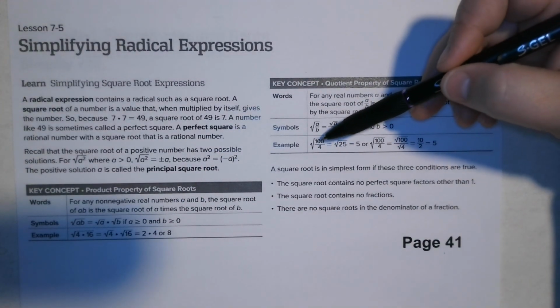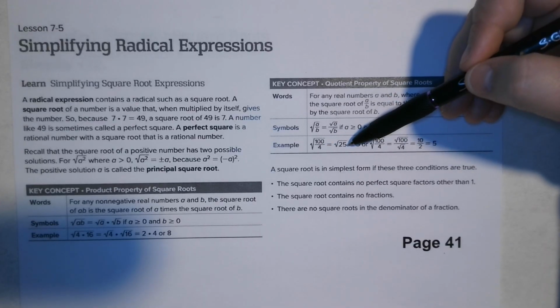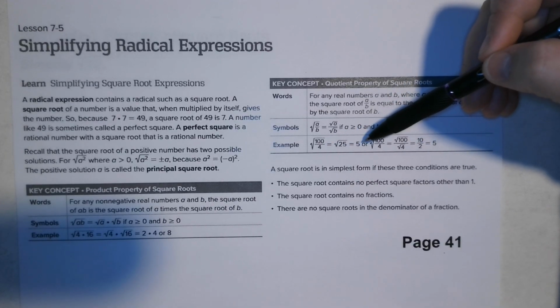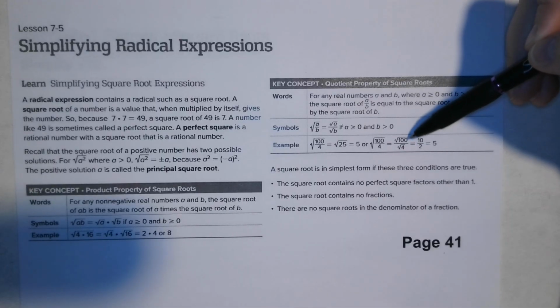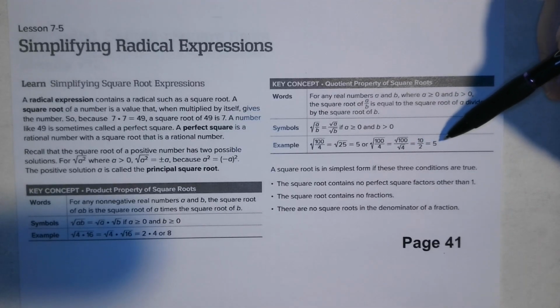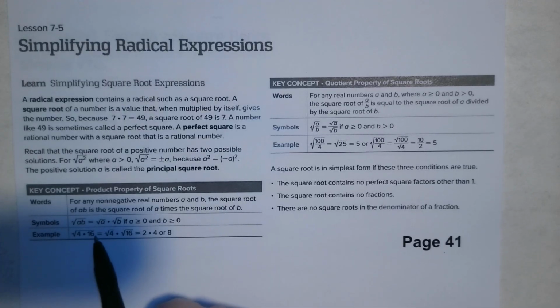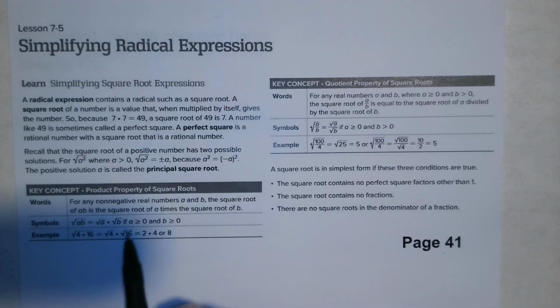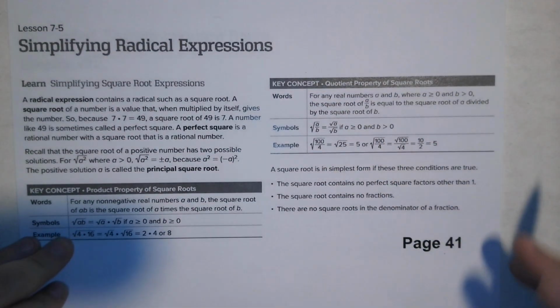If I have the square root of 100 divided by 4, 100 divided by 4 is 25, and the square root of 25 is 5. Or I can separate that 100 divided by 4 into two different square roots, find the square roots of those numbers, and then divide. Whereas with multiplication, you can multiply those two numbers, or you can separate the two numbers and find the square roots of each of them and then multiply. Okay?